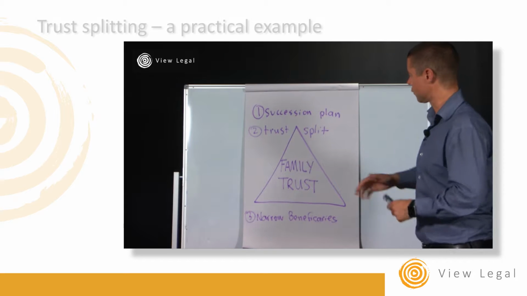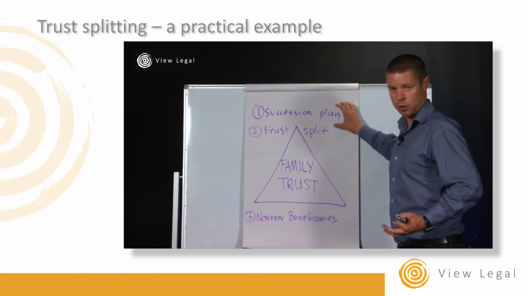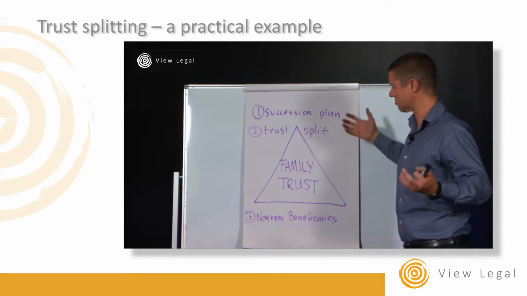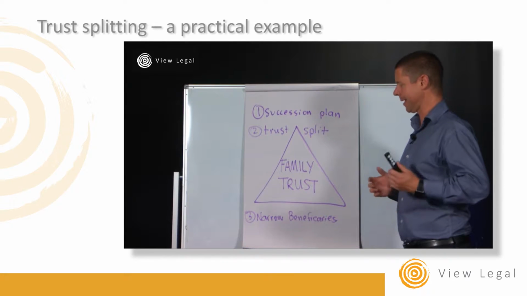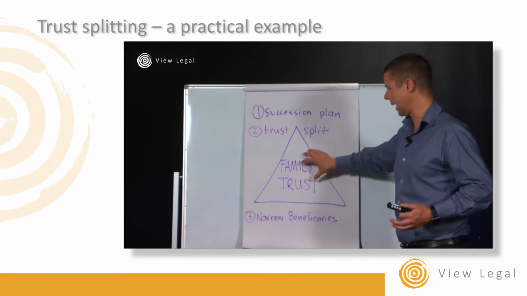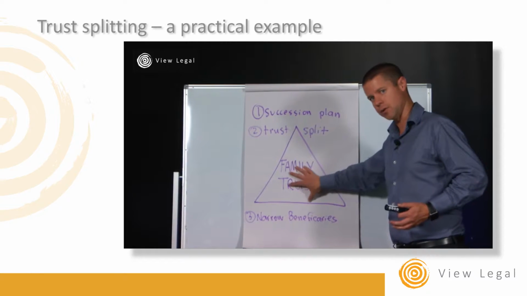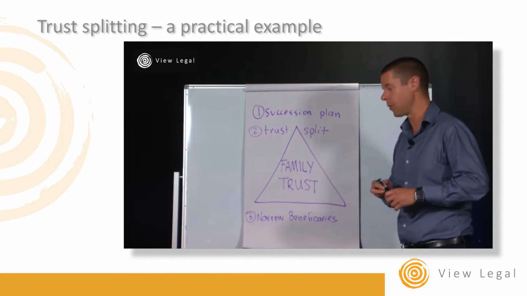The principle in relation to trust splitting tends to come up in the context of a succession plan. So that tends to be the main place it's used. Contrasted with a trust cloning exercise, it's a mechanism to allow what would otherwise be one undivided pool of assets inside a discretionary trust to actually segregate those assets up.